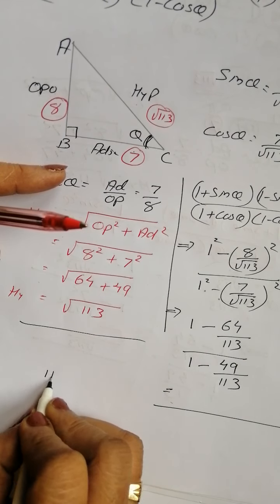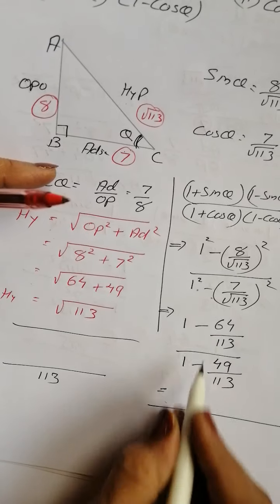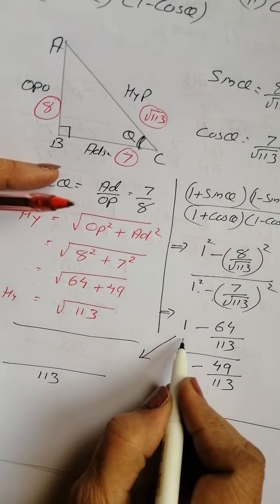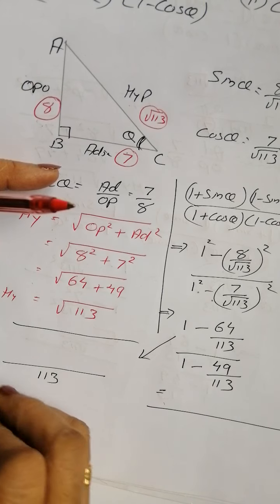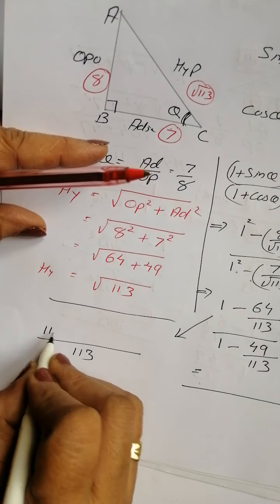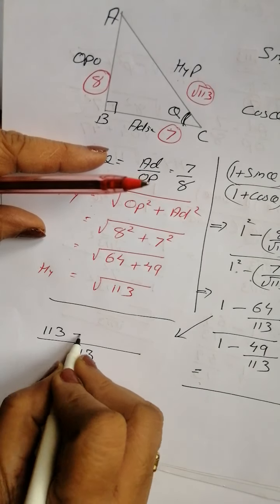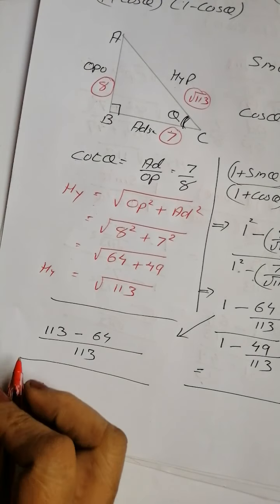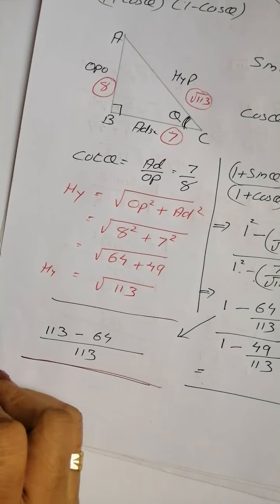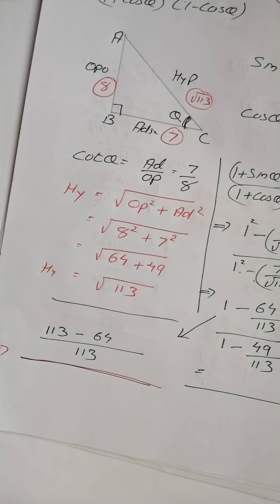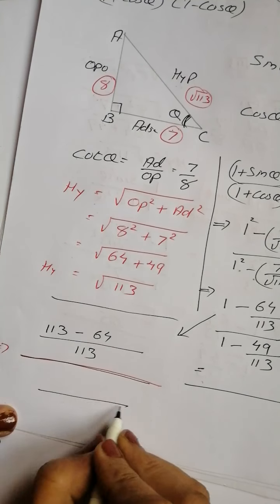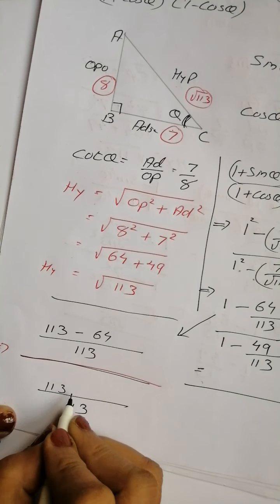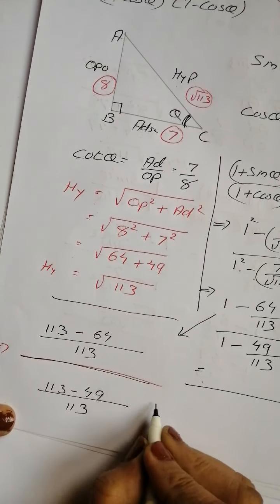Okay? 113 is the LCM here. The whole by this will become this. I am doing it here. 1 is 1 by 1, so we have to multiply 1 times 113. 113 minus 64, the whole by. Okay? Don't get confused in this line. The whole by again 113. This part 113 and 113 minus 49. What will you get here?